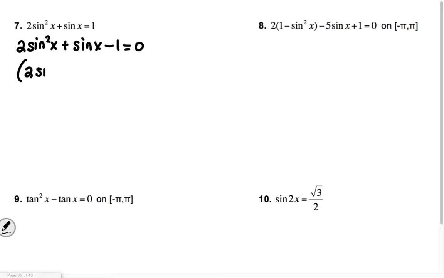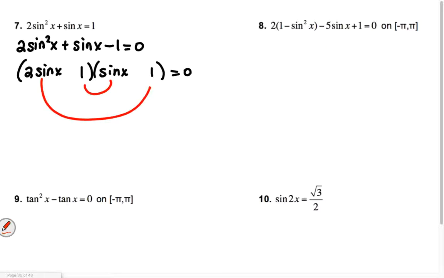So I factor into 2 sine of x and sine of x are going to multiply to be 2 sine squared of x. And then my last numbers need to multiply to be negative 1. So I need 1 and 1, but they need to have opposite signs. So let's look at our outer and inner swoops. So right now we have sine of x and we have 2 sine of x. We want to add those together to get positive sine of x. So we need a positive with the 2 sine of x, so with the outer term, and a negative with the 1. Does that make sense? You guys get it?